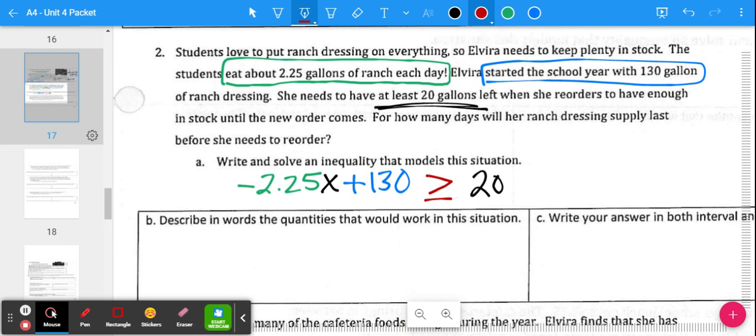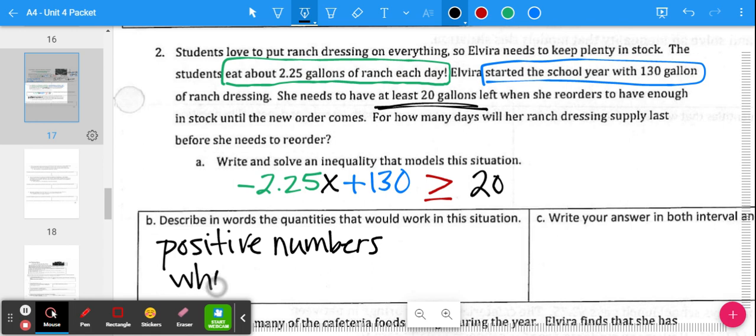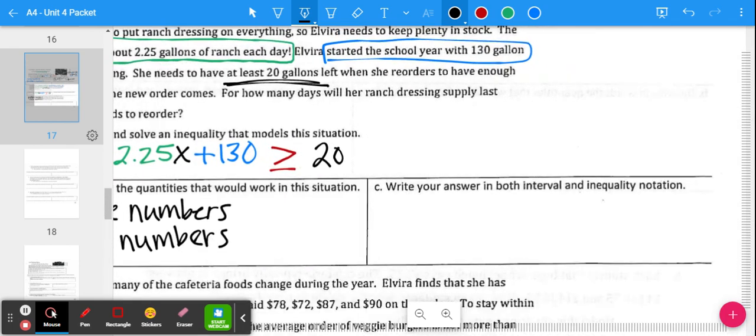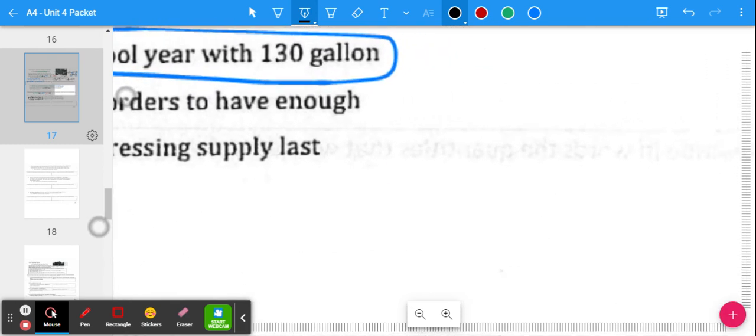So again, describe in words quantities that would work in this situation. This will be positive numbers because you cannot have a negative number of days. And then we also want to use whole numbers for it because she's not tracking this every second of every day. She's seeing how much she has left at the end of each day. So it says write your answer in both interval and inequality notation, which means we need to solve it first.